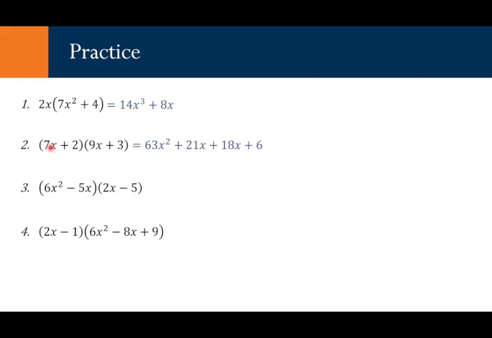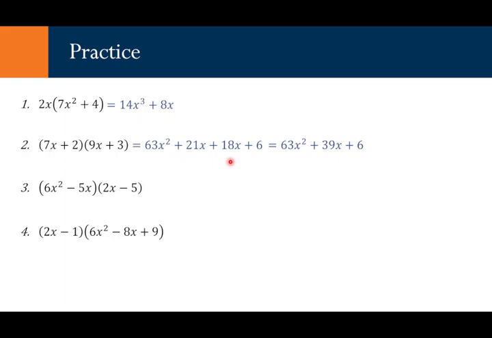This one, we are going to multiply every combination of terms. 7x times 9x is 63x squared. 7x times 3 is 21x. And now we're done with that one. Now we multiply the 2 by each of these. 2 times 9x is 18x, and 2 times 3 is 6. Then we combine these two middle terms, the like terms, and we're done.